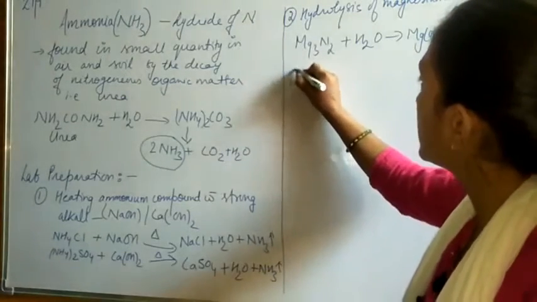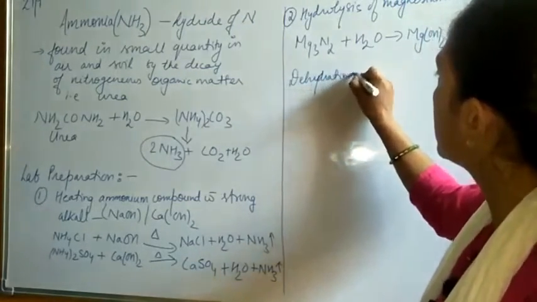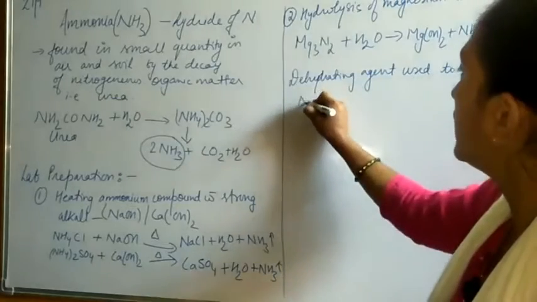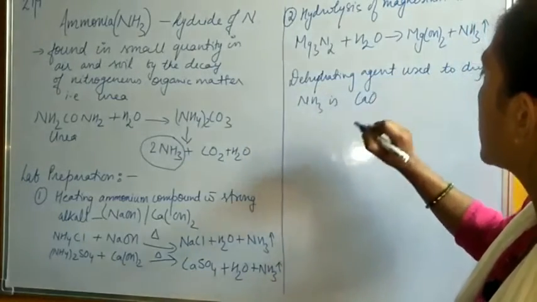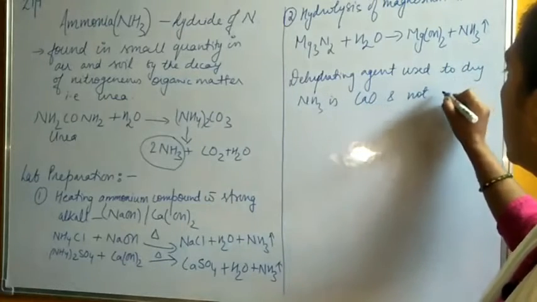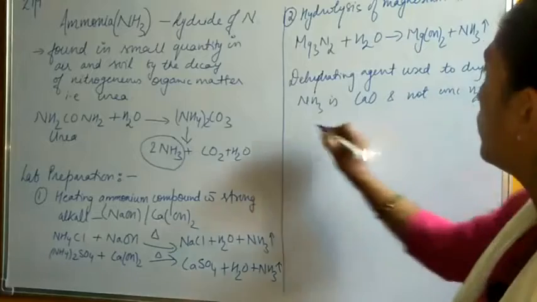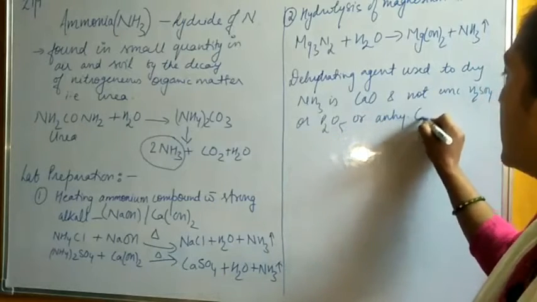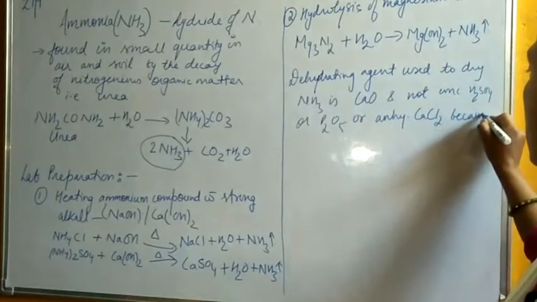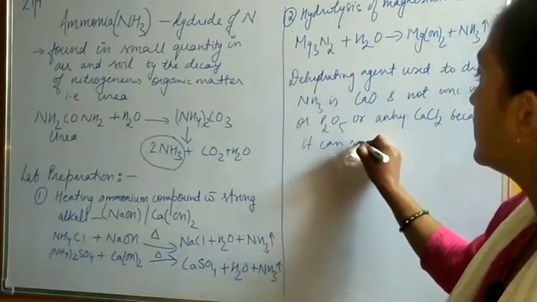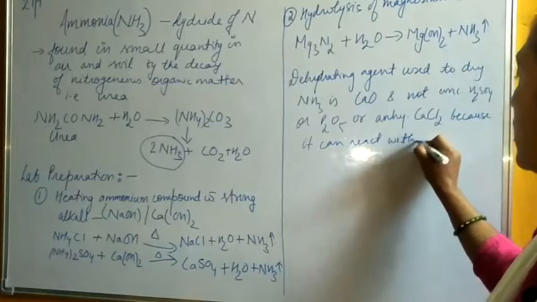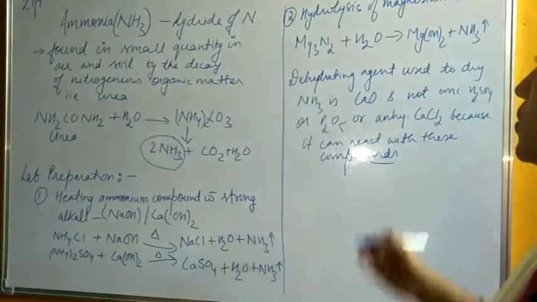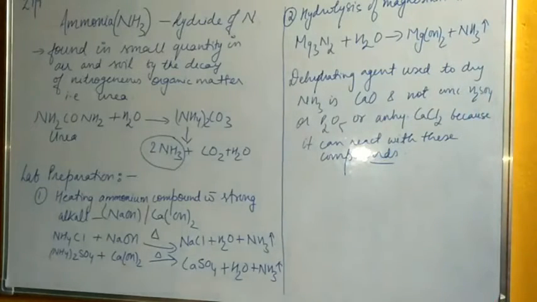So the dehydrating agent used to dry NH3 is calcium oxide and not concentrated H2SO4 or P2O5 or anhydrous calcium chloride, because it can react with these compounds, right students? So these are the preparation of the ammonia gas, right?